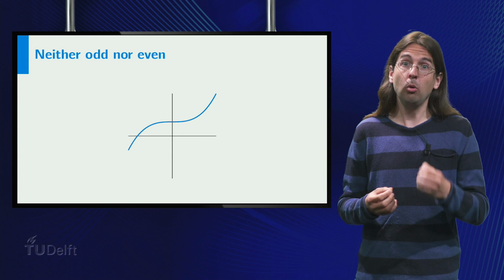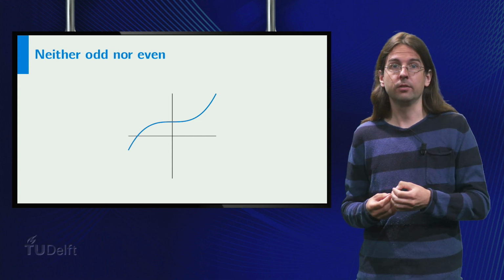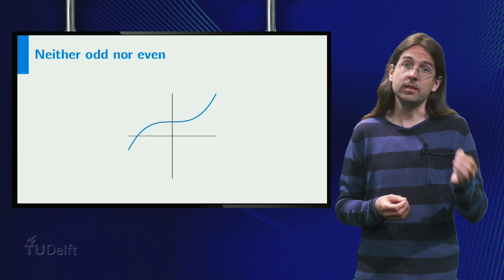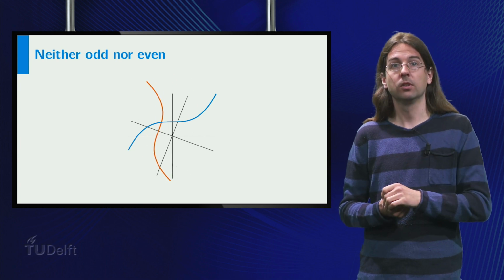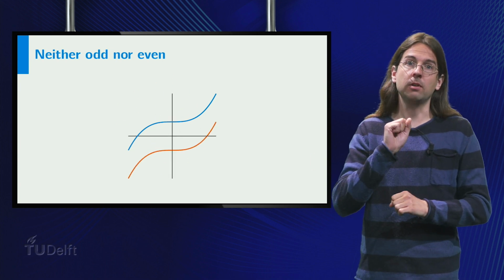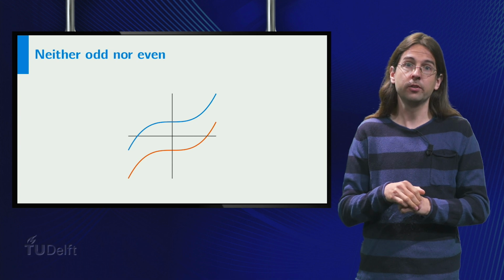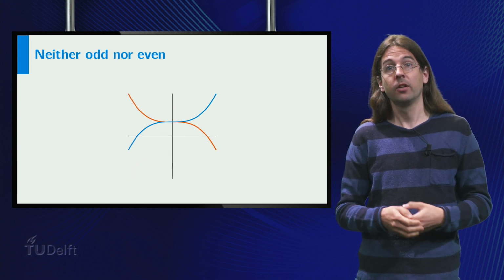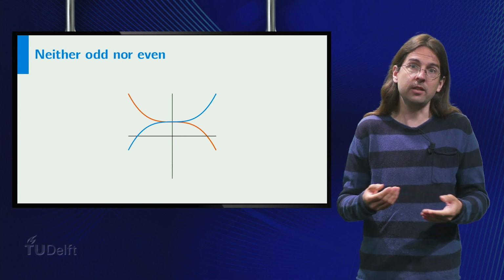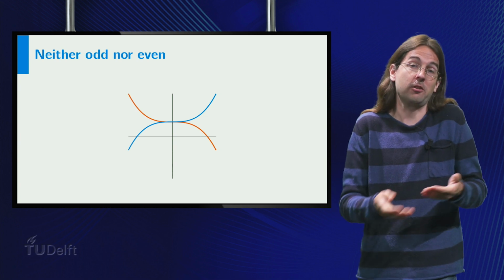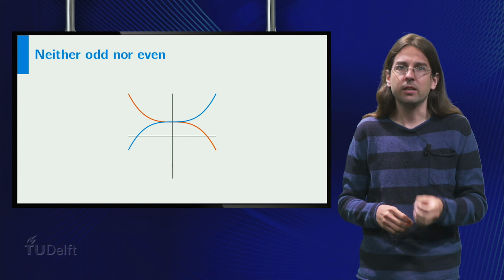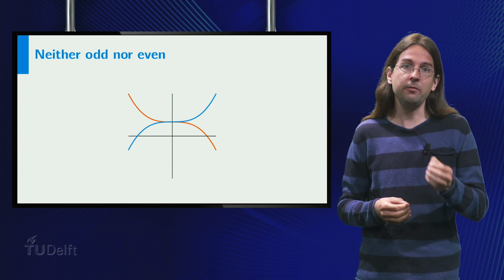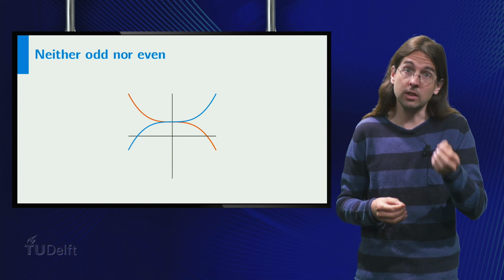Note that not all functions are either odd or even. For example, f of x equals 1 plus x cubed is neither odd nor even. Rotating the graph around the origin does not preserve it, nor does reflecting it in the vertical axis. You could see this as a non-integer function, so only integers are even or odd, but really you should not try to think of even and odd functions as having anything to do with even and odd numbers.